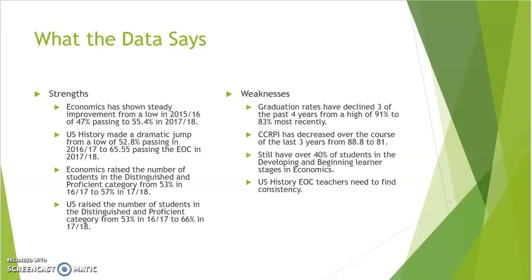Economics raised the number of students in the distinguished and proficient category from 53% to 57%, and the U.S. history people, they raised their numbers from 53 to 66%. So once again, those U.S. history teachers are doing something right, so we want to look at them.